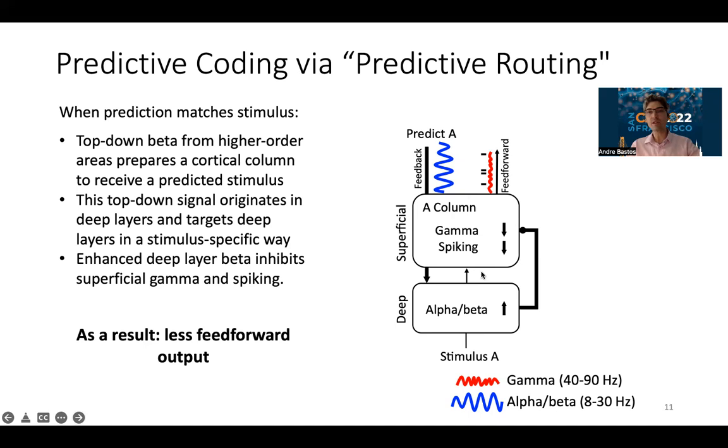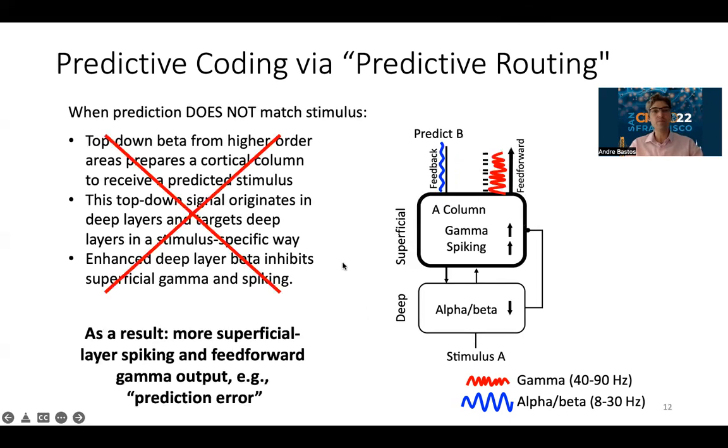And as a result of all of these inhibitory mechanisms that predictions put into place, there is less feed-forward output and there's less gamma. And so the stimulus that's arriving to a prepared cortex is not processed very deeply and does not evoke a lot of activity. Now, in the case of a prediction that does not match the stimulus, we're predicting B to see B, but we're actually shown A, then basically what we're saying is that there is a failure in all of these inhibitory mechanisms.